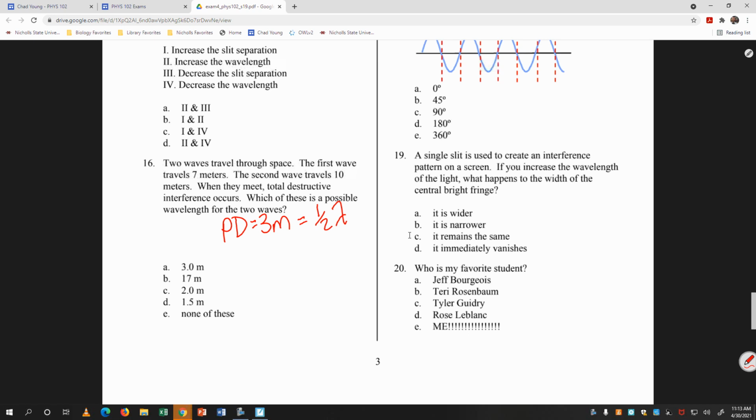Oh yeah, 2 meters, that's 1.5 wavelengths, right? Sorry, I can't think right now. Anyway.